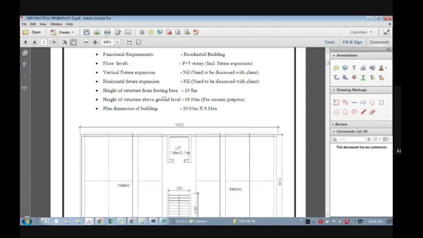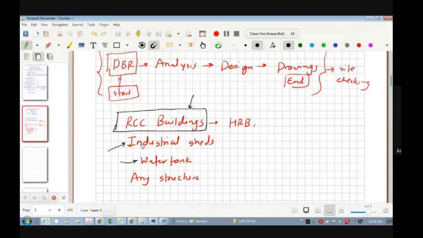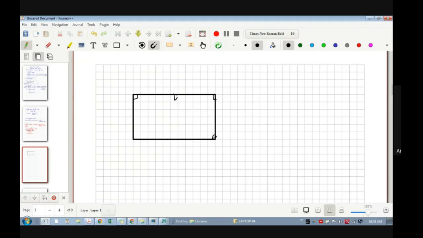Horizontal future expansion means many times, if this is a building plan, the client is expecting an additional building to the right side. I will just tell you what I mean. For example, this is your plan of the building, the current plan, and currently the client is expecting construction of this building only. There are columns and beams and slab, let's say. And in future, he wants to construct an additional building to the right side of this. So you should mention whether there is any horizontal extension.